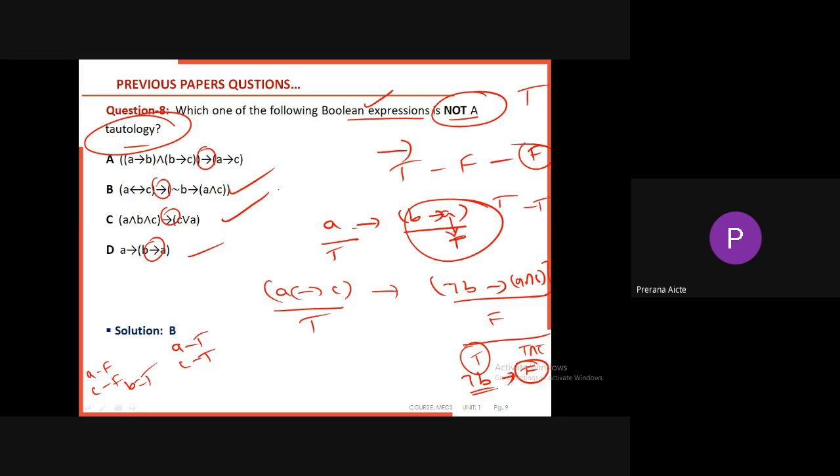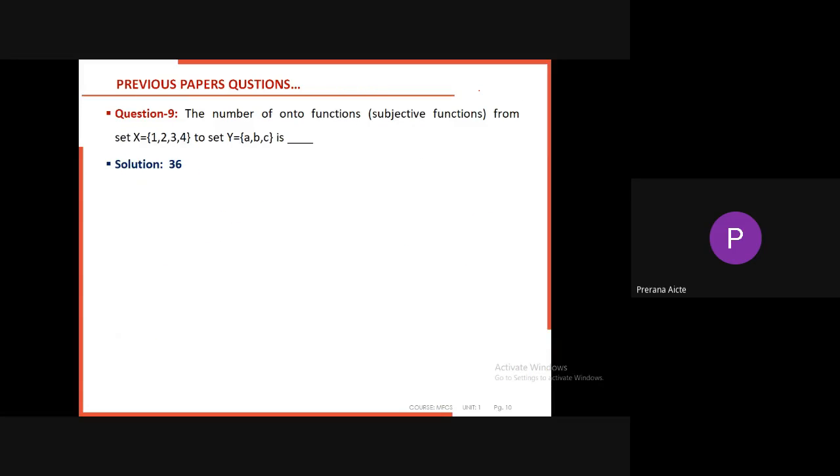So like that you can do this, or if you go the brute force method way, directly you construct the truth table for every expression and you check which is not following, which we are getting as either true or false. So like that you can do.